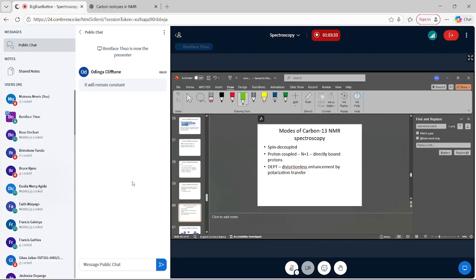So carbon-13 NMR therefore requires spin decoupling conditions. And what is spin decoupling? It means that in carbon-13 NMR, the hydrogens are irradiated with a strong, high intensity radio frequency close to the frequency of resonance of hydrogens.